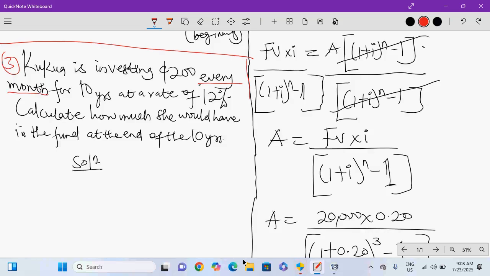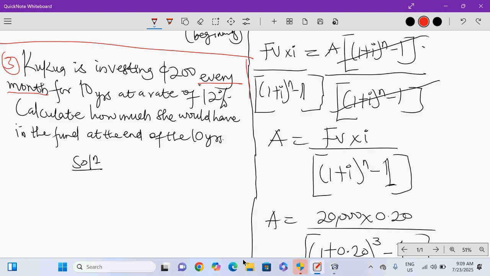So let's say for 3 years it is 200 cedis, and then for the last 3 years it changes to 300 cedis. The annuity part will just be for the 3 years, because that is where we have the equal payment, equal 200. Once it changes to 300, it is not an annuity. So what makes it an annuity is that we are investing 200 every month for 10 years, right? So we have established that it is an annuity.